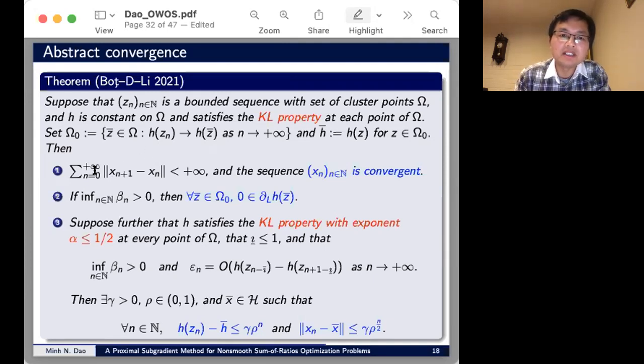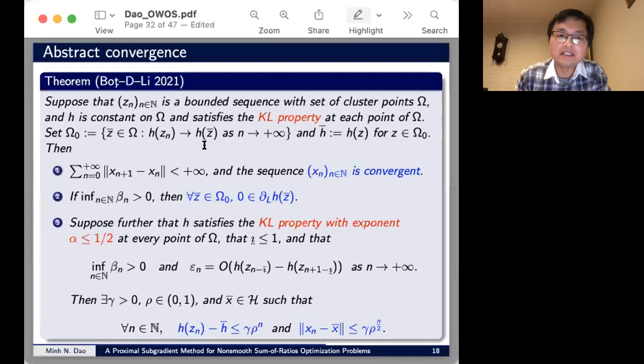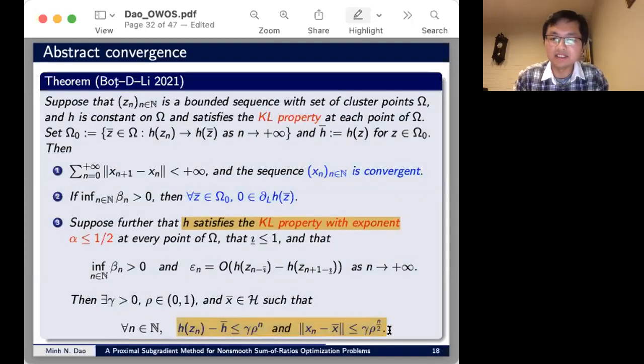So if the sequences xn and zn satisfy the condition, and the function h satisfies the KL property, then we get the convergence of xn. Also, if function h satisfies the KL property with exponent alpha less than 1/2, then we get linear convergence. So here linear convergence in this sense.